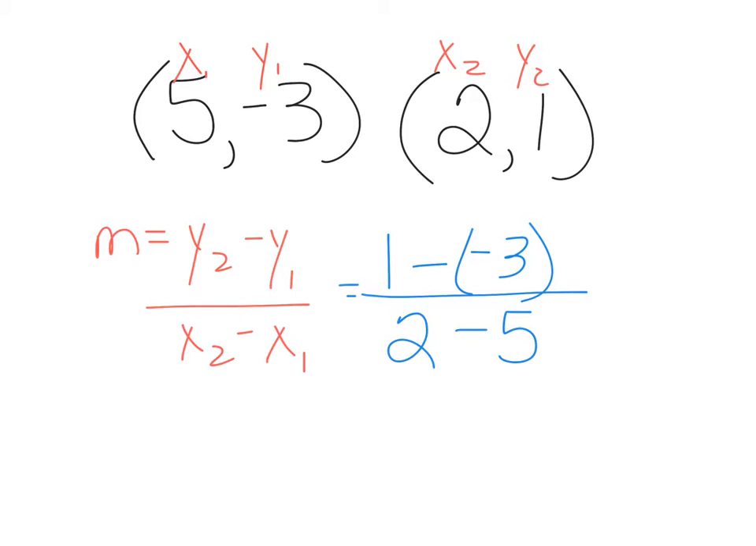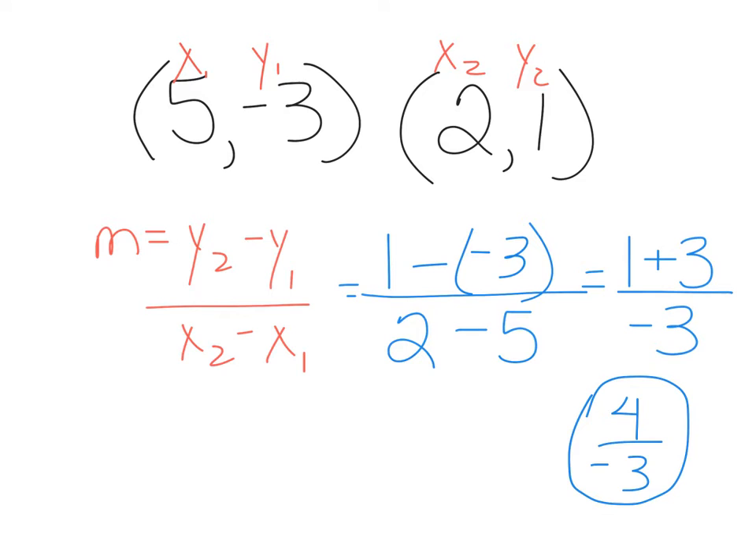Okay, so let's go ahead and just evaluate these integers. So we have 1 minus -3. You all know that that really is 1 plus 3. Okay, and then 2 minus 5 is -3. Okay, so 1 plus 3, I just did this little part right here so that you can understand the integer rules here. So 1 plus 3 is 4. And then again, we had -3 in our denominator. So this right here represents your slope. Okay, so this is your slope.